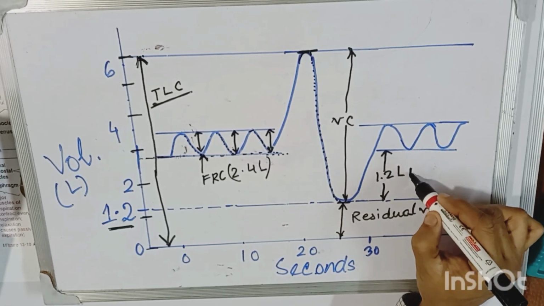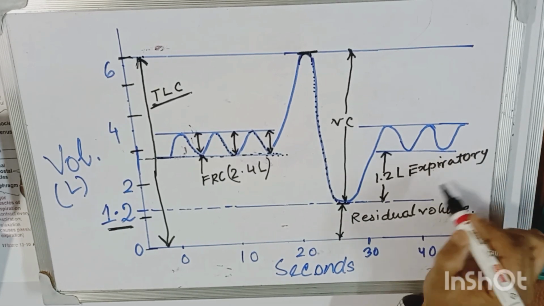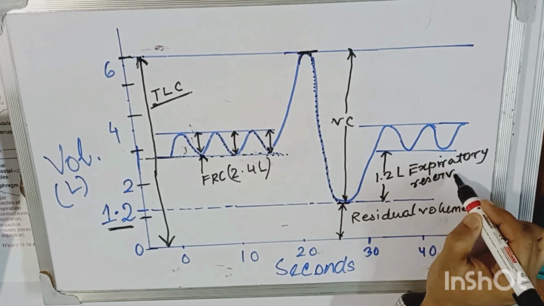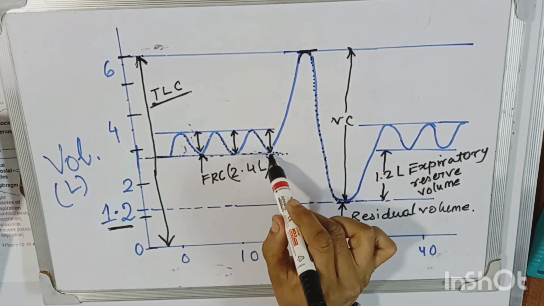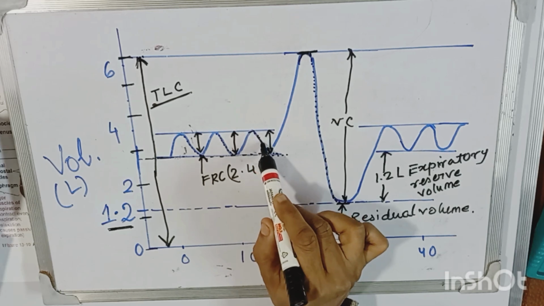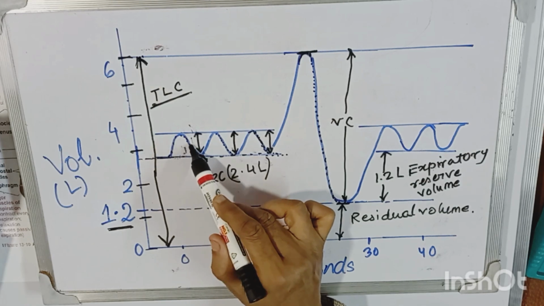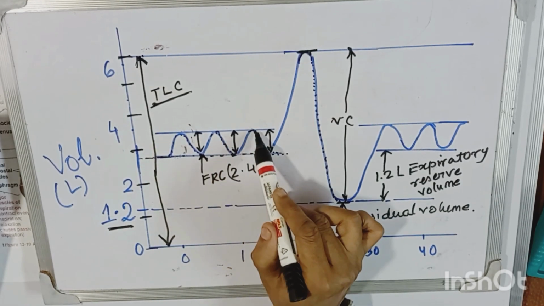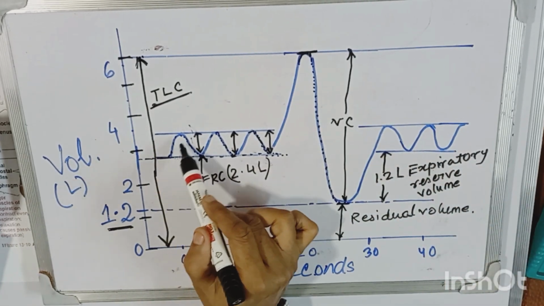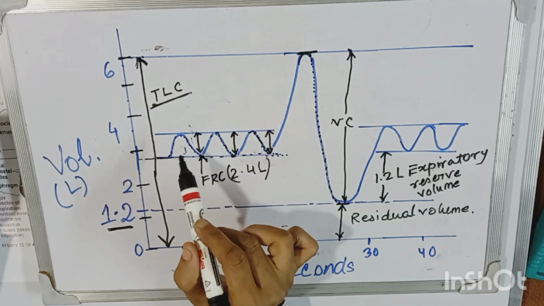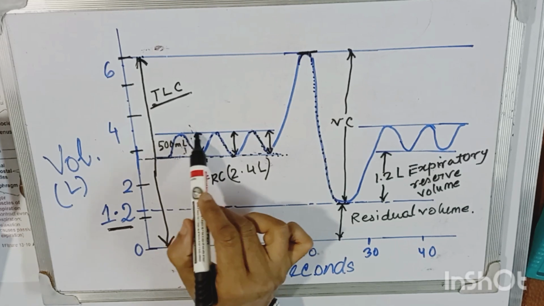This is the expiratory reserve volume. Why is it the expiratory reserve volume? With this small amount of expiration, the air that we take in at rest and breathe out, take in, breathe out, take in, breathe out, this small volume is only 500 ml. So we are taking in 500 ml, breathing out 500 ml.